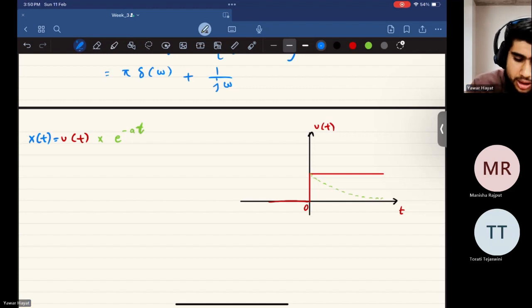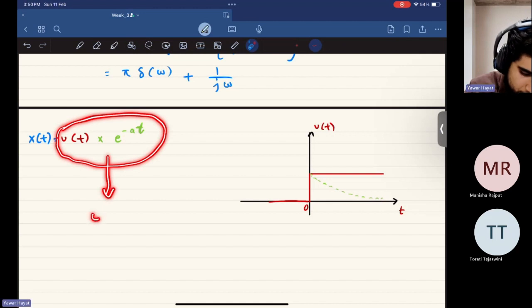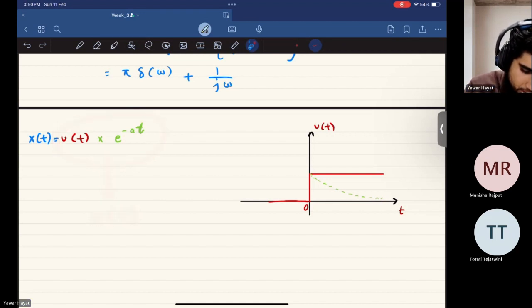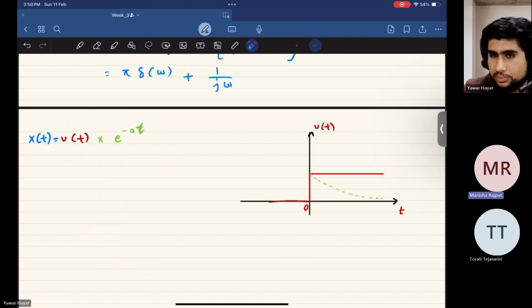Now, what limit should I take on a such that this would be u of t? What should be the limit on a? a should tend to 0. Yeah, a should tend to zero.